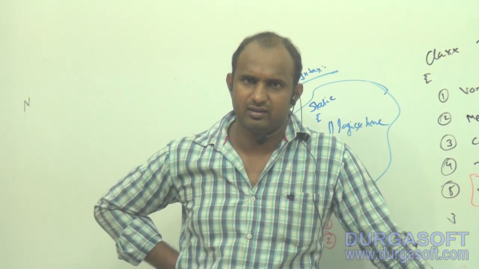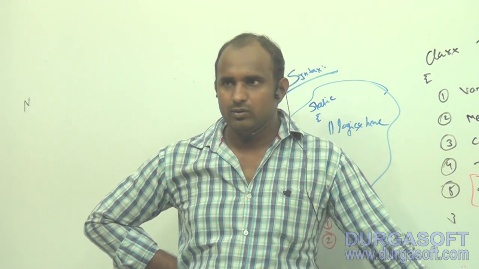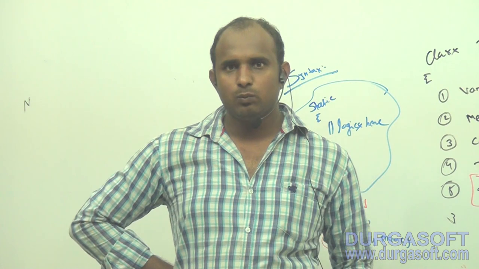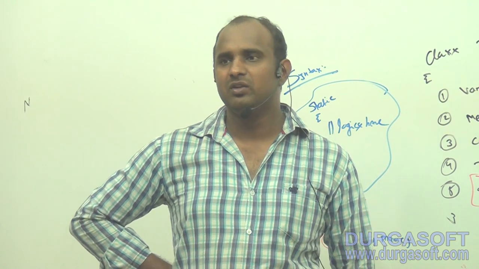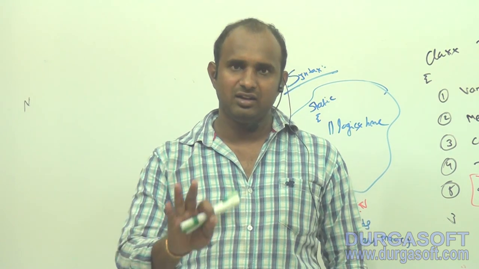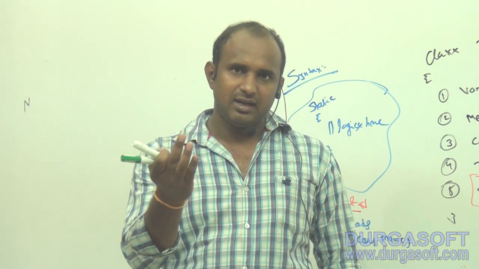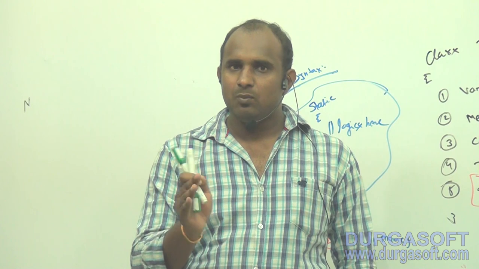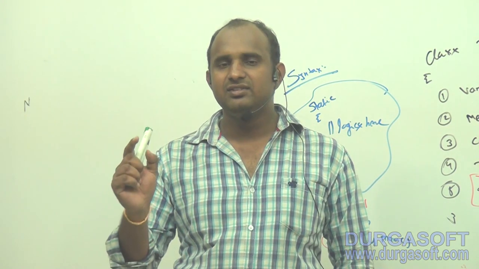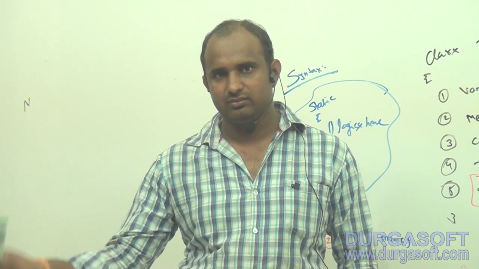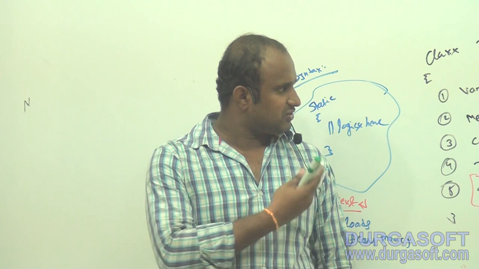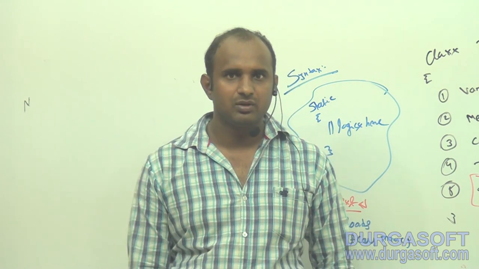The last point I will repeat one more time. To print the data in output console, up to 1.5 version, main is optional. Without main, by using static block, we are able to print the data in output console. But from 1.6 version onwards, to print the data in output console, inside the class, main is mandatory. This is the information about your static blocks.